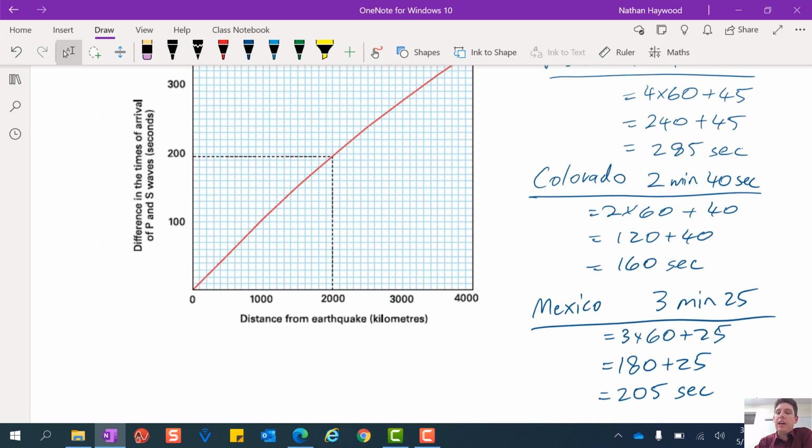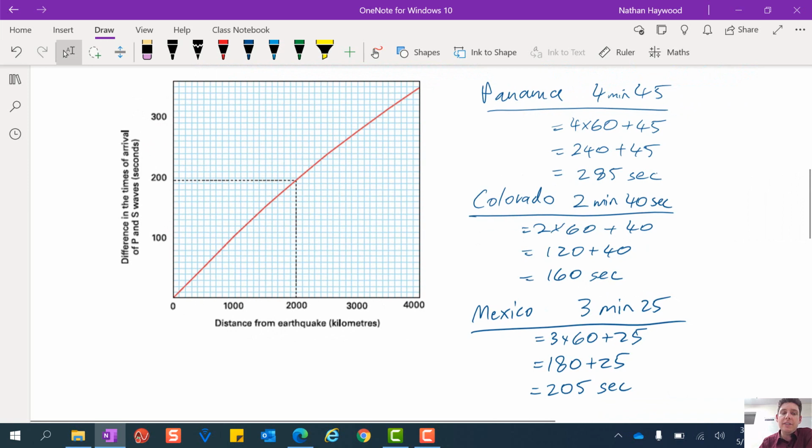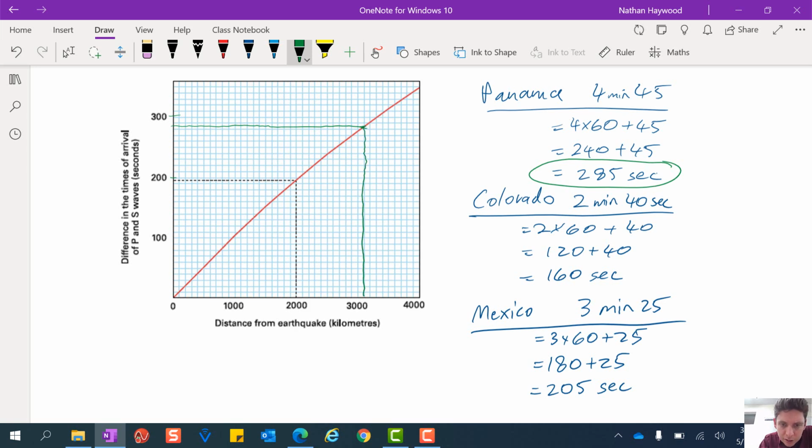So now that we have our times in seconds, we use the graph. So 285, if that's 200, that's 300. We go along this line till we get to the red line, which finishes here, and then we go down. So it's Panama is 3,100 kilometers.